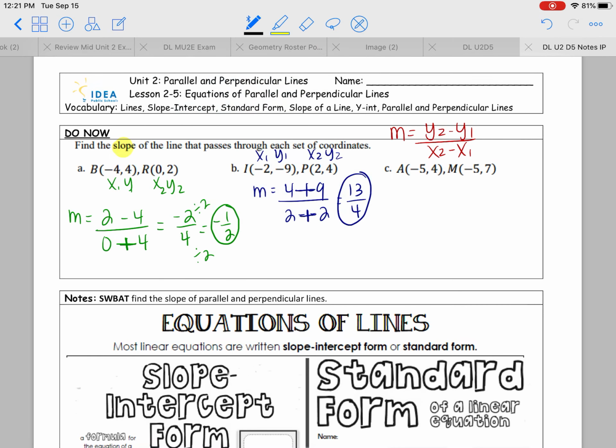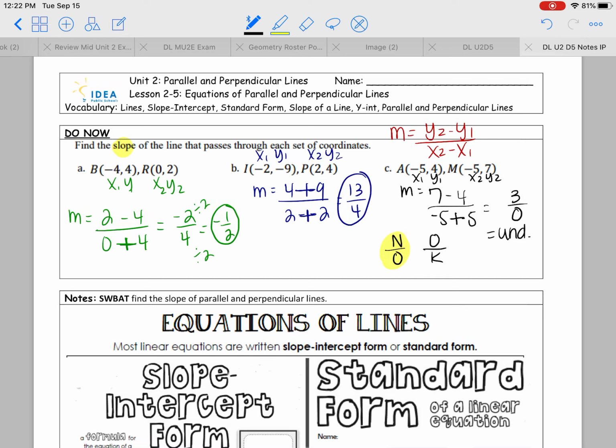For the last problem, we have m equals, subtract the y's, but before that, don't forget to label. Subtract the y's, 7 minus 4, and negative 5 minus a negative 5. 7 minus 4 is 3, and negative 5 minus a negative 5 turns into a positive, which gives us 0. Remember, we said we cannot divide by 0, but it is okay to have a 0 on the top. Since 0 is at the bottom, we know we can't divide by 0, so this is going to be undefined.